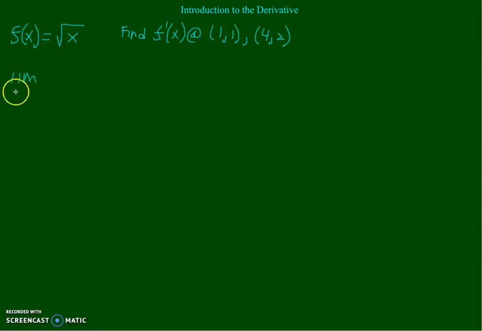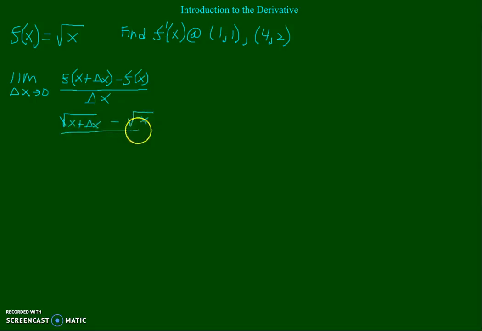Limit as delta x approaches 0 of f of x plus delta x minus f of x all over delta x, which gives us the square root of x plus delta x minus square root of x all over delta x.